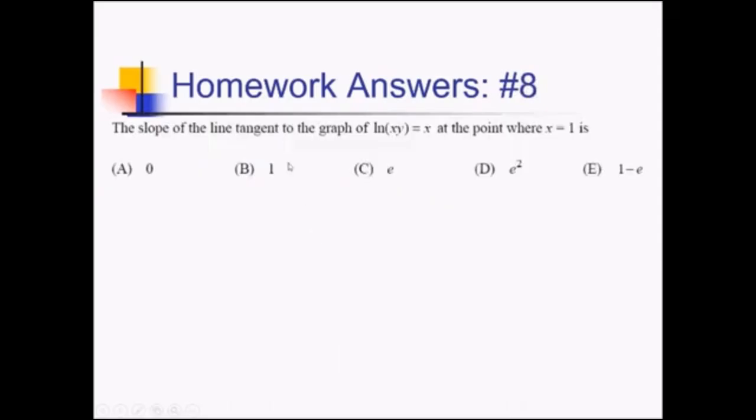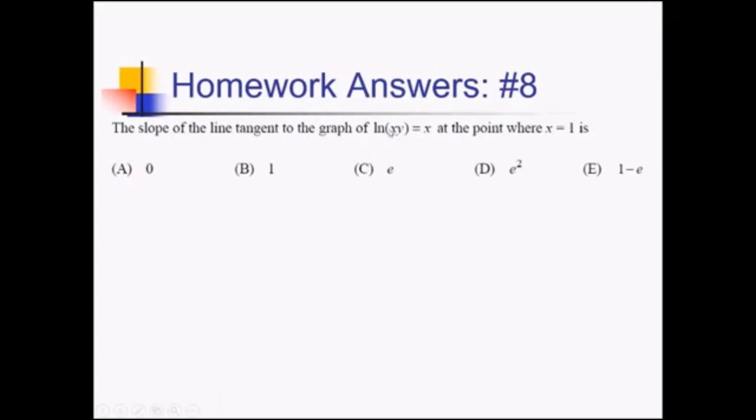On this one, they want the slope of the line tangent to the graph of ln of xy equals x at the point where x is 1. So basically, we have to take the derivative of this equation and figure out the value of the derivative at x equals 1. Since y is kind of tricky to isolate on this one, I'm going to use implicit differentiation.